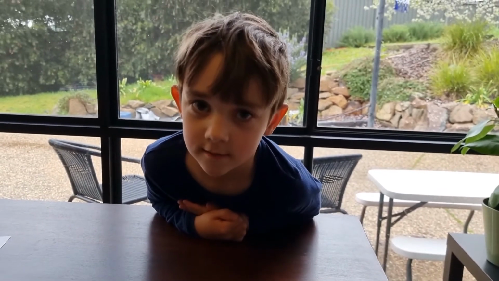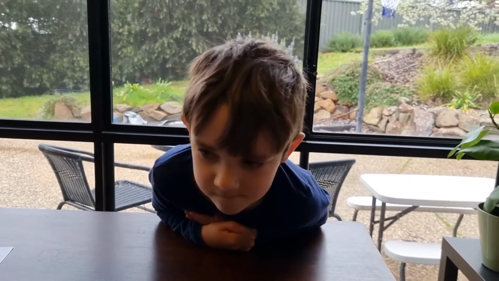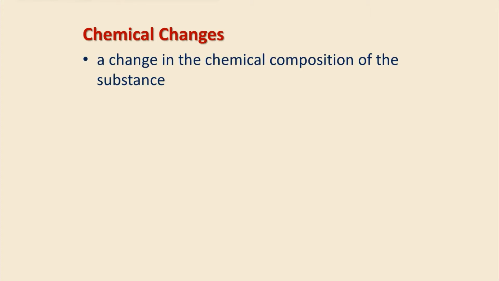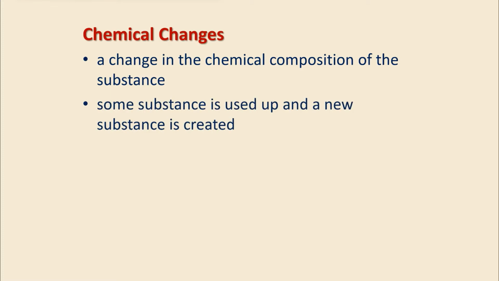Physical change? Yeah, that's right. That's a physical change. Now, chemical changes, on the other hand, are changes that do actually result in a change to the chemical composition of the substance. So what we start with is different stuff to what we end up with.